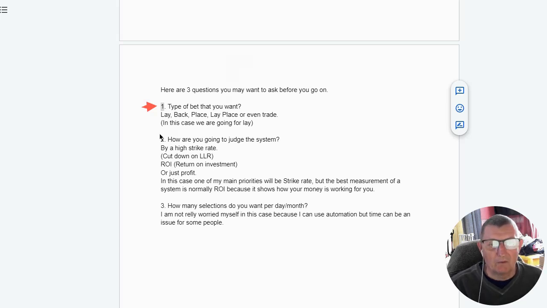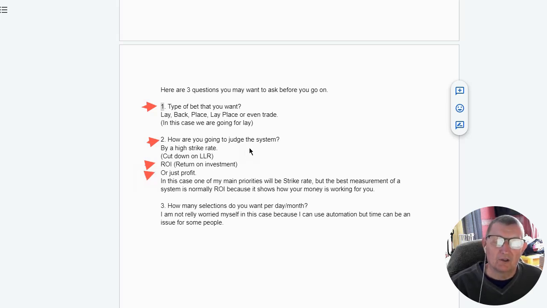So the second thing you might want to ask yourself is, how are you going to judge the system? And what I mean by that is, are you going to go by strike rate? So if you're creating a lay system, you might want a high strike rate, you know, 60s, 70s, that kind of thing. Probably going to push to get into 80s with a favourite system, but that's the kind of thing that you might want to ask yourself. Most people will probably look at ROI or just profit. So you can decide on that.